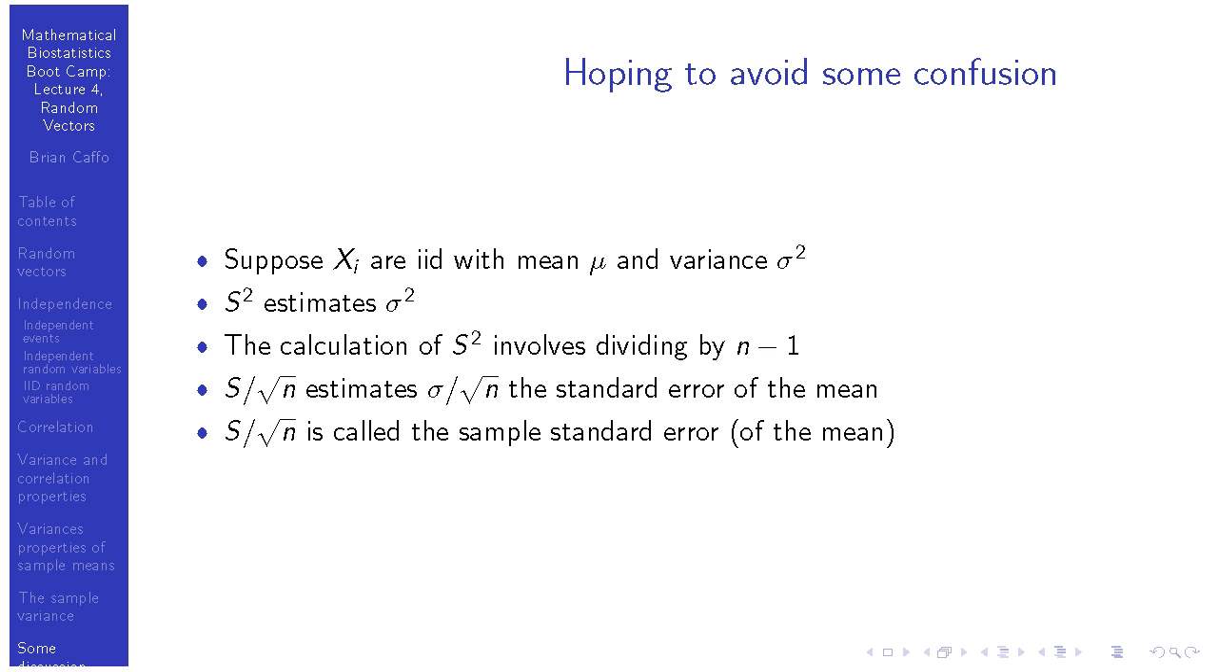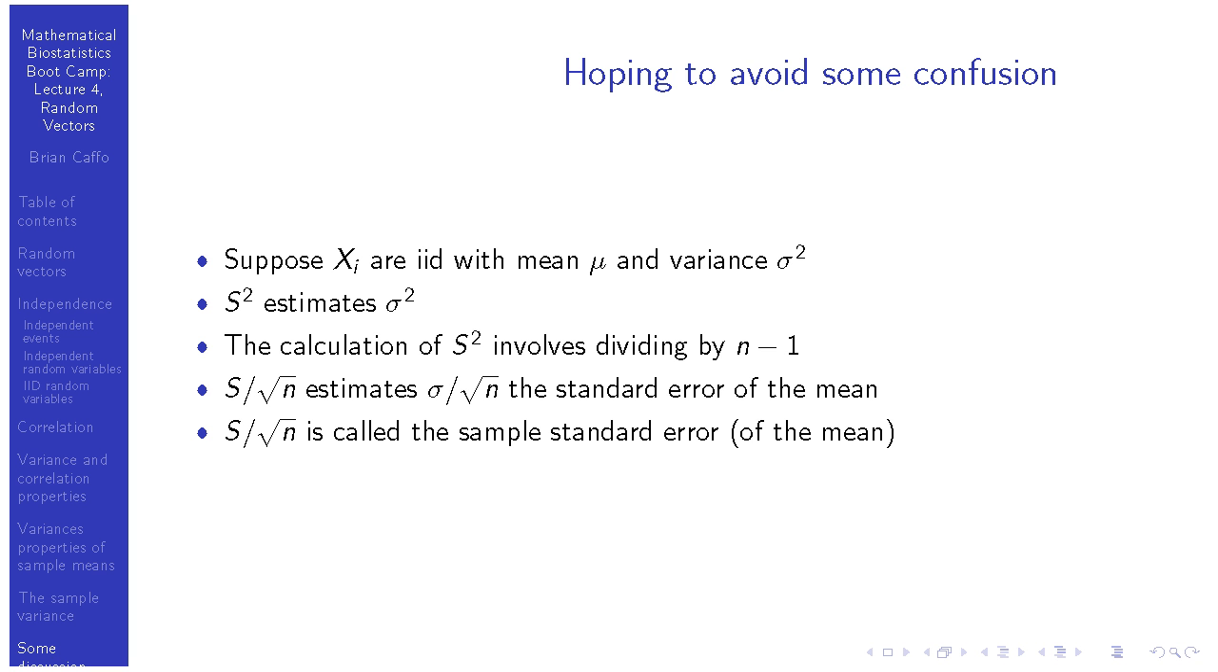Then the standard error of the mean is sigma over square root n. So s over square root n will estimate the standard error of the mean. So we've already divided s squared by n minus 1, then we square root it, and then we divide by an additional square root of n if we want the standard error of the mean. I'm just trying to avoid some confusion because people seem to get confused by that.